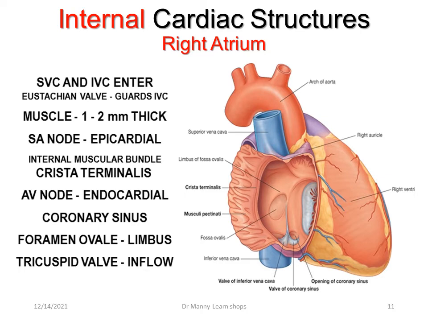Now, in a little bit more detail, when we look at the right atrium, you have the superior vena cava and the inferior vena cava entering, and there's a eustachian valve, which is more important in the fetal circulation, and it guards the inferior vena cava. It doesn't really have a role in the adult circulation, but it did have in the fetal circulation. The muscle is essentially 1 to 2 millimeters thick, not that much.